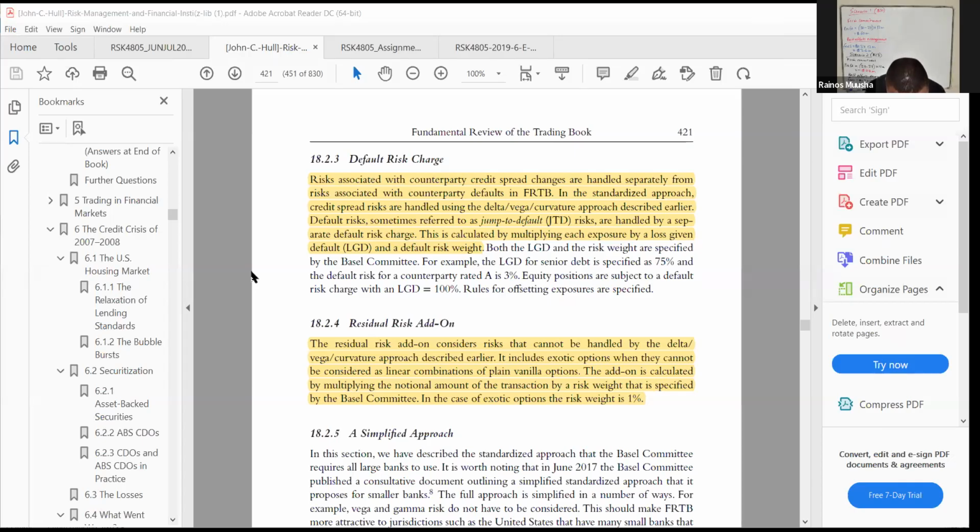they talk about the residual risk add-on, and here they say the residual risk add-on considers risk that cannot be handled by the delta, vega, or the curvature approach described earlier. So it includes exotic options when they cannot be considered as a linear combination of plain vanilla options. So the add-on is calculated by multiplying the notional amount of the transaction by a risk weight that is specified by the Basel committee. In the case of an exotic option, the risk weight is going to be 1%.